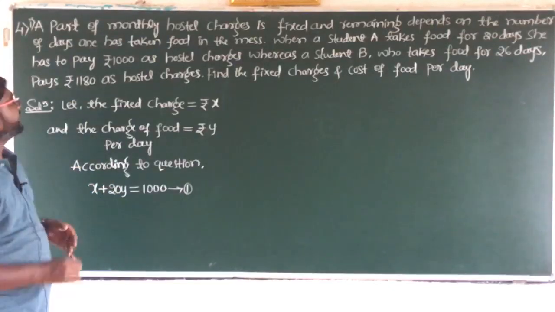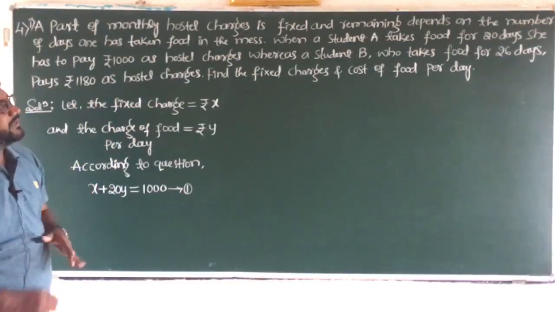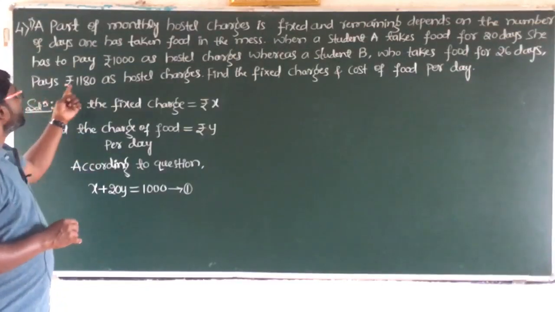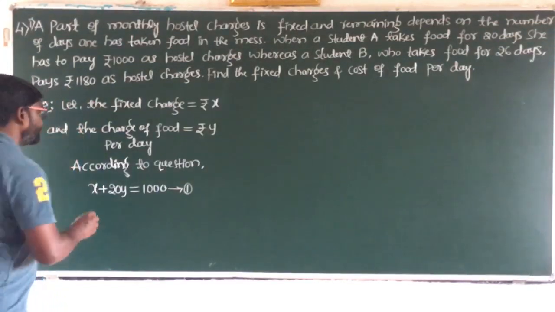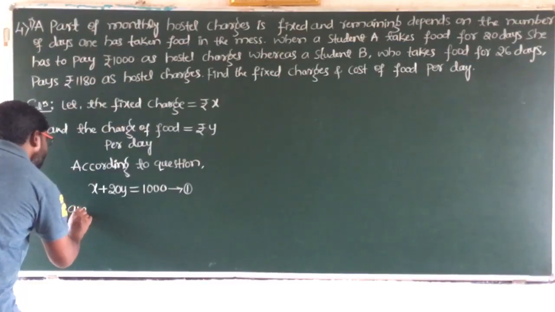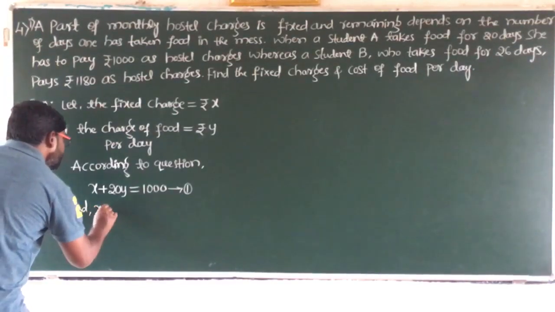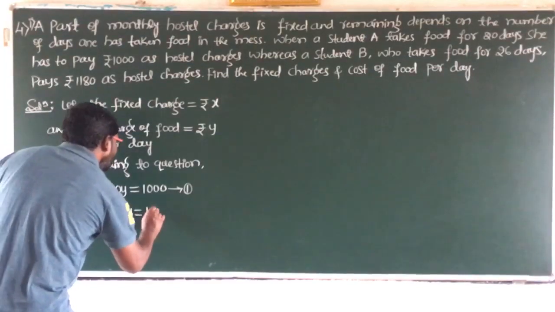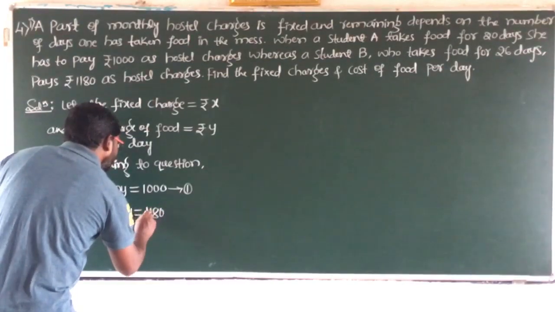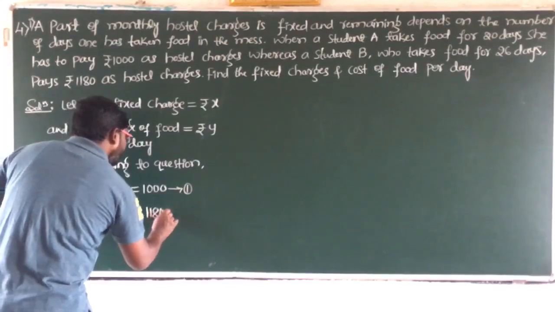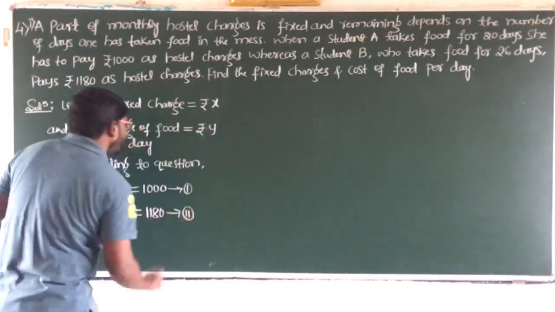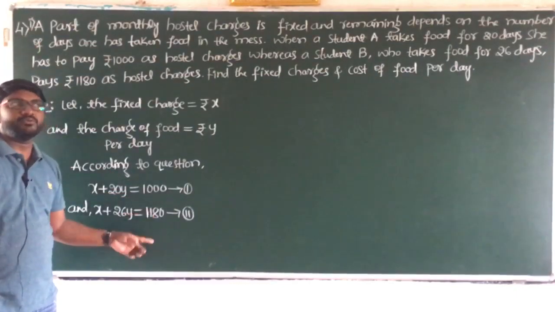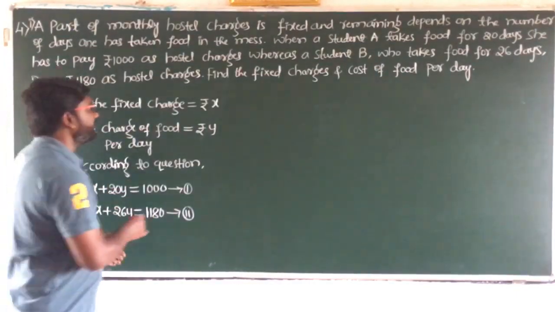Now take up the second case, where a student B takes food for 26 days and pays 1180 rupees. Again there will be the fixed charge x plus 26y, which equals 1180. I call this equation number 2. So we have to solve equation 1 and equation 2 to get the values of x and y.